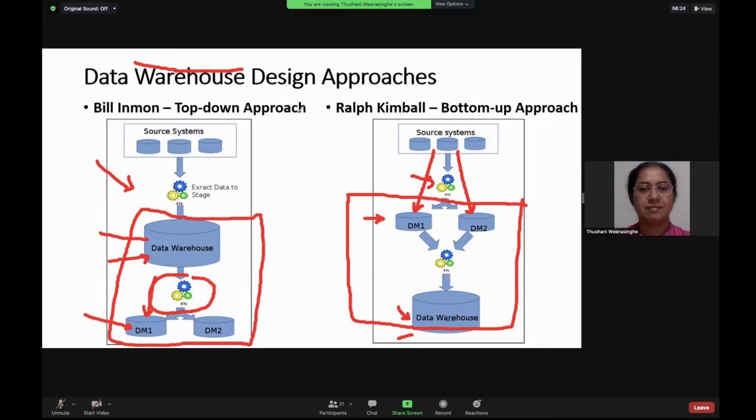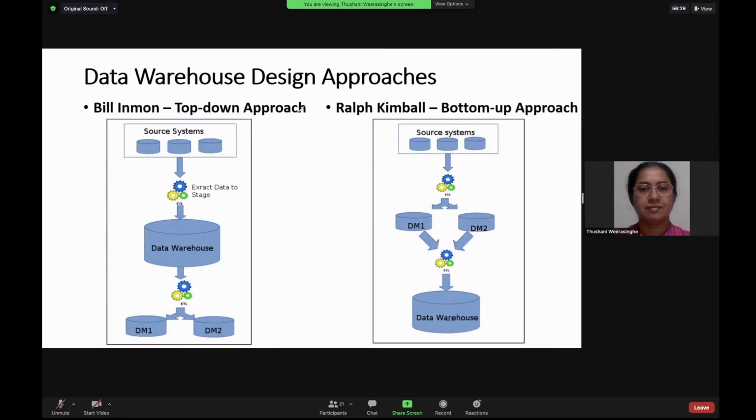Clear to you? Hello? Yes, ma'am. What about the others? Oshi, I didn't see your name. Oshi, are you there? Yes. Oh, good. Piumal. Yes, ma'am. Tisara. Yes, madam. Good. Okay. Any questions? Did you understand this one?